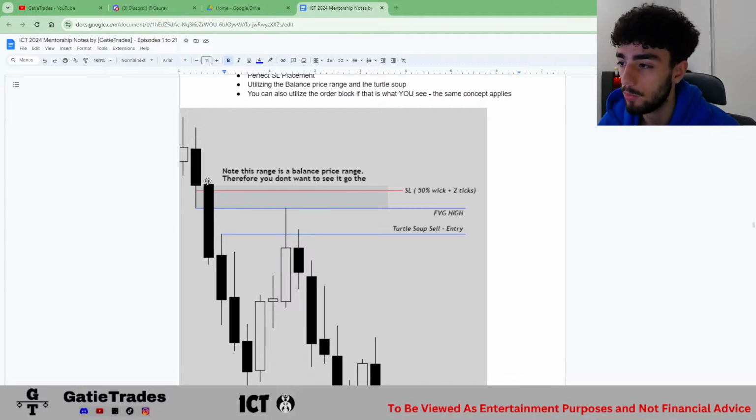So we traded open. So here we had a higher time frame bullish candle, and this is a lower time frame bullish candle. So we went up and then back down through, forming this inefficiency. Traded back up. Turtle soup sell if you're shorting this fair value gap. Your stop loss is the balanced price range, 50% wick. This price range is fully balanced.